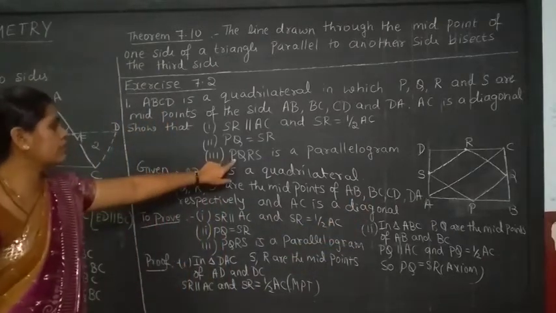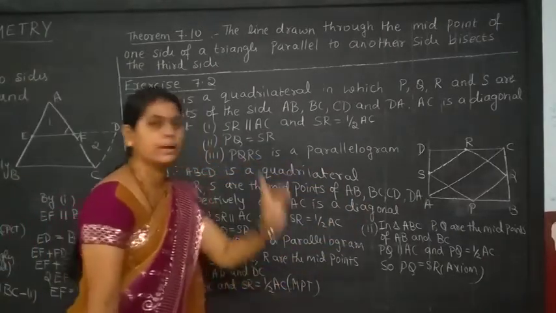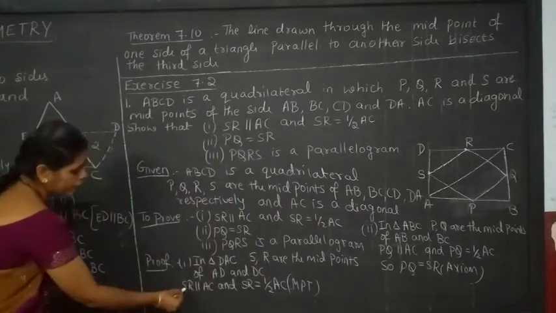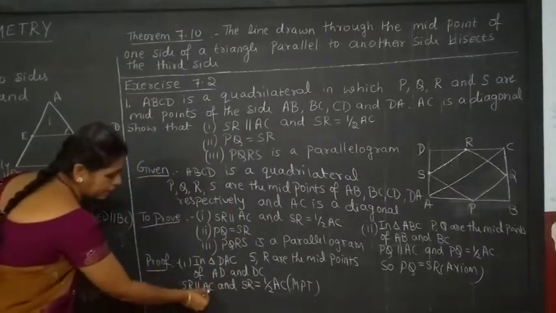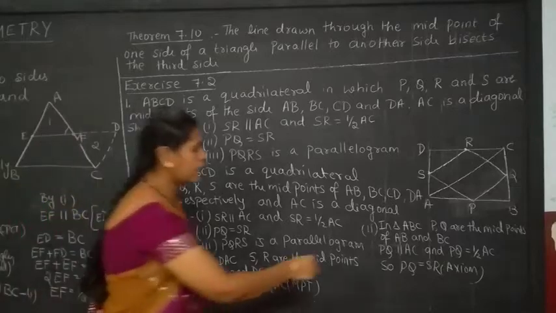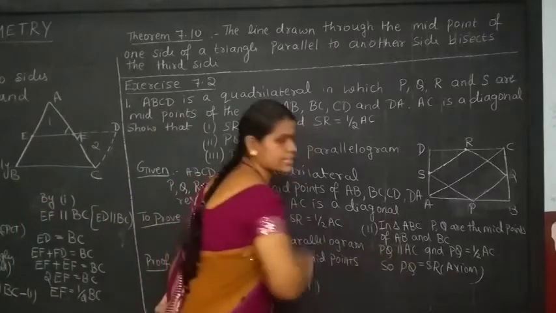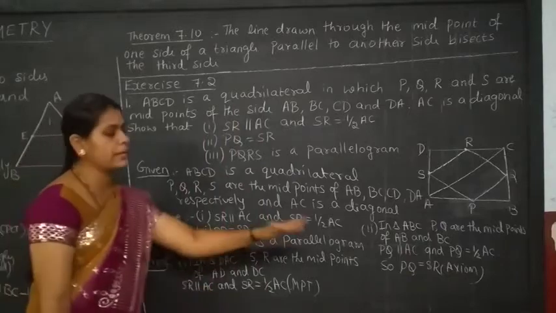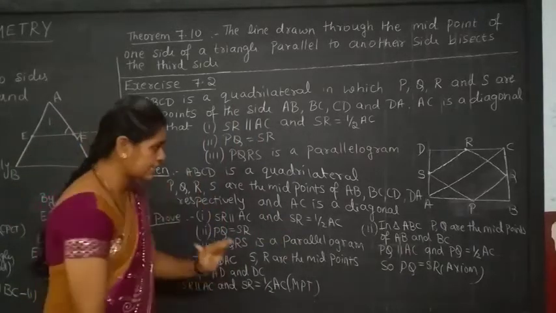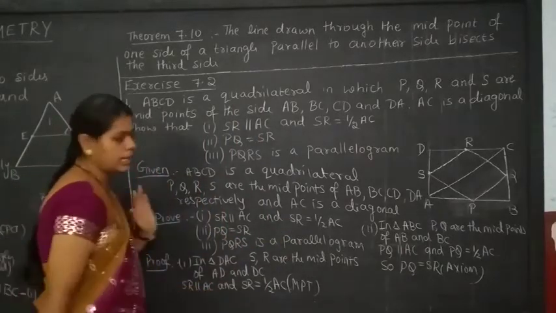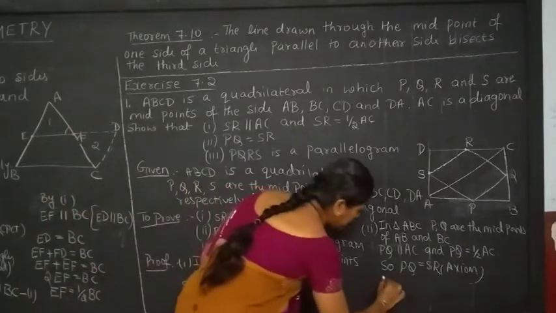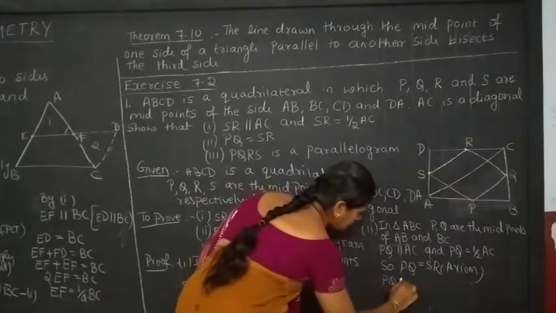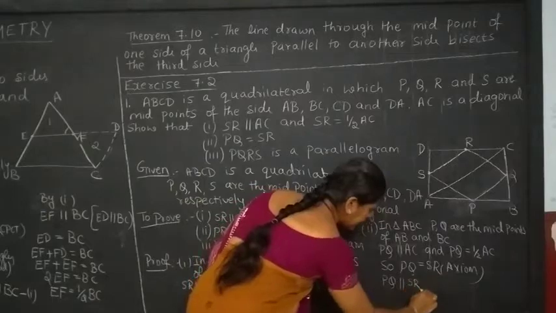Now I want the third one. PQRS is a parallelogram. Again go to the same proof. SR is parallel to AC and PQ is also parallel to AC. Can I write SR is parallel to PQ? Yes, because both are parallel to AC. So PQ is parallel to SR.